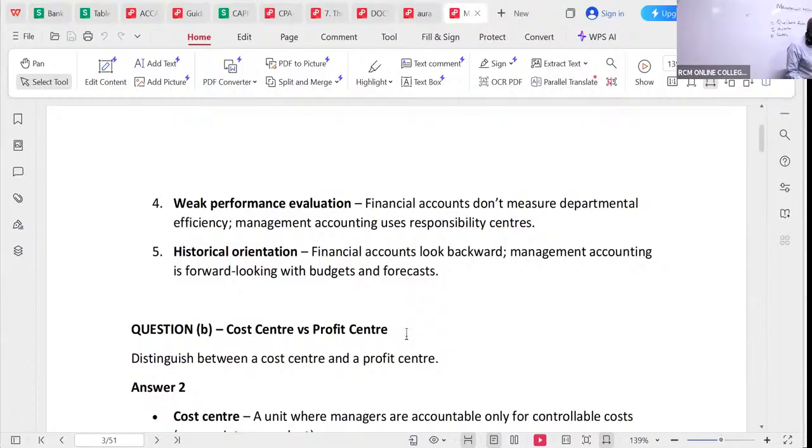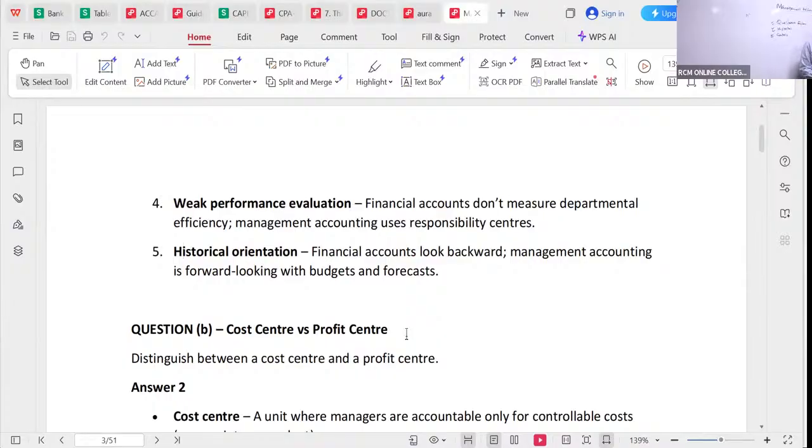Financial accounts doesn't even measure departmental efficiency. Management accounting uses what we shall be calling responsibility centers. Historical orientation: financial accounts looks backward. Management accounts is forward looking, with budgets and forecasts.